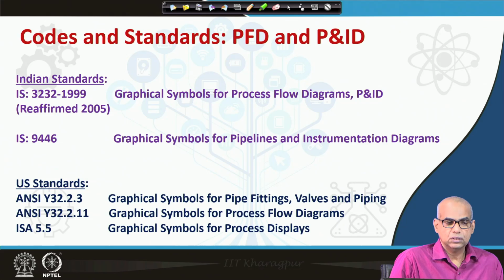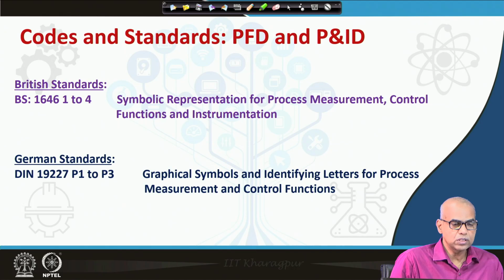These are the codes that are used for creating process flow diagrams as well as P&ID. Indian standards IS 3232 1999 and IS 9446 are used for graphical symbols for process flow diagrams, and for pipelines and instrumentation diagrams respectively. Similarly, US standards are there, British standards BS 1646 and German standards DIN 19227 P1 to P3. So, symbolic representations will follow these standards.